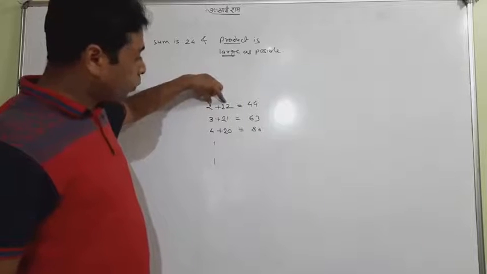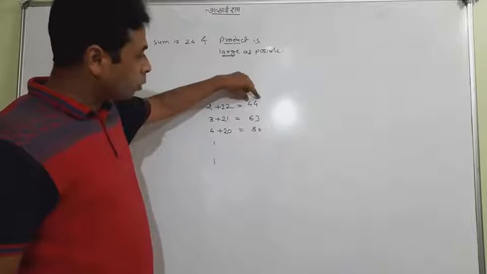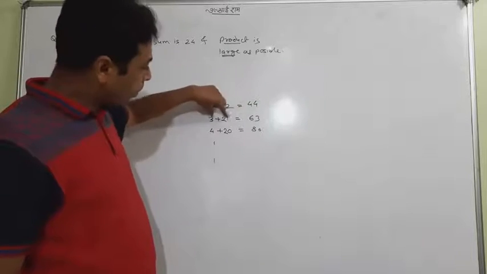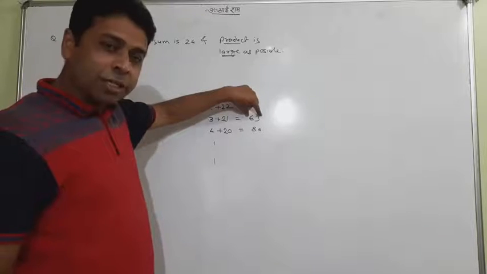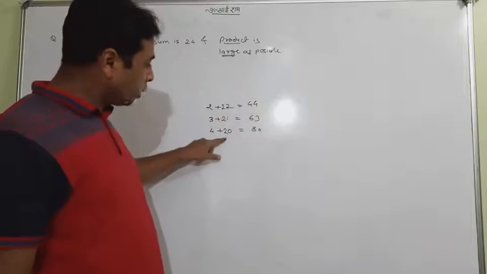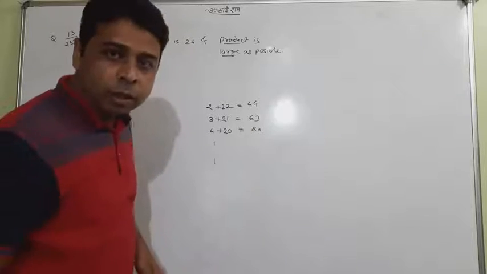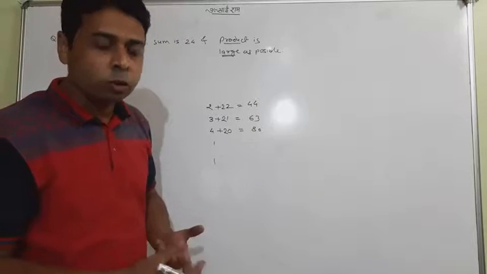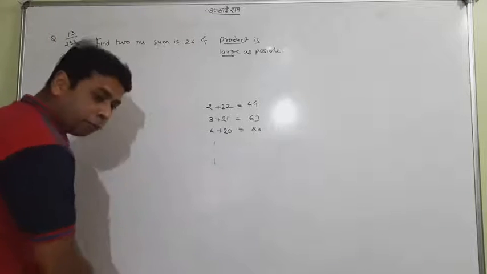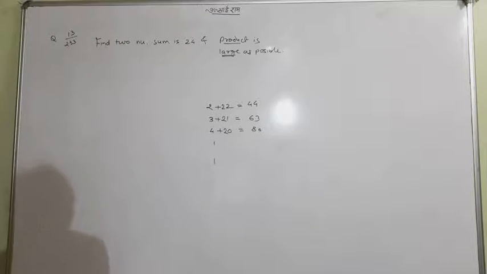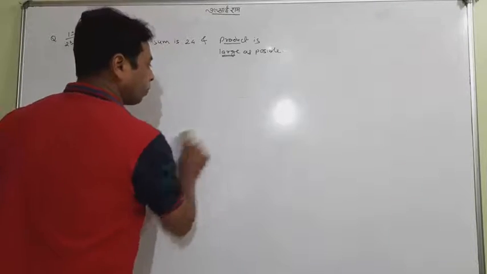Meaning 2 and 22, if I choose them, I get their product 44. According to this, I got product 63. According to this option, I got 80 as a product. But what is the correct answer? That is the only thing we want to find out, students. So look at the thing which I want to share with you.